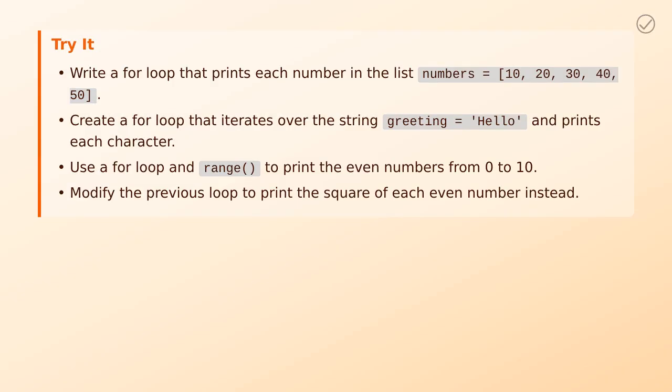Now put what you've learned into practice. First, write a for loop that prints each number in the list numbers = [10, 20, 30, 40, 50]. Also, create a for loop that iterates over the string greeting = "hello" and prints each character. Also, use a for loop and range to print the even numbers from 0 to 10. Finally, modify the previous loop to print the square of each even number instead.